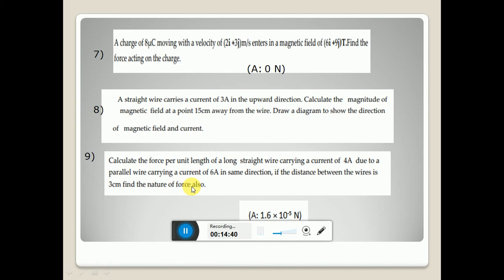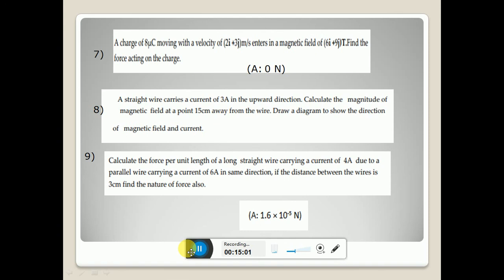So try to do. Next one, calculate the force per unit length of a long straight wire carrying a current of 4 amperes due to a parallel wire carrying a current of 6 amperes in the same direction. If the distance between the wires is 3 centimeters, find the nature of the force also. Here you have to apply force per unit length, so no need to consider the L value. Force per unit length means F is equal to mu naught I1 I2 by 2 pi d. So find out the force and nature of the force.